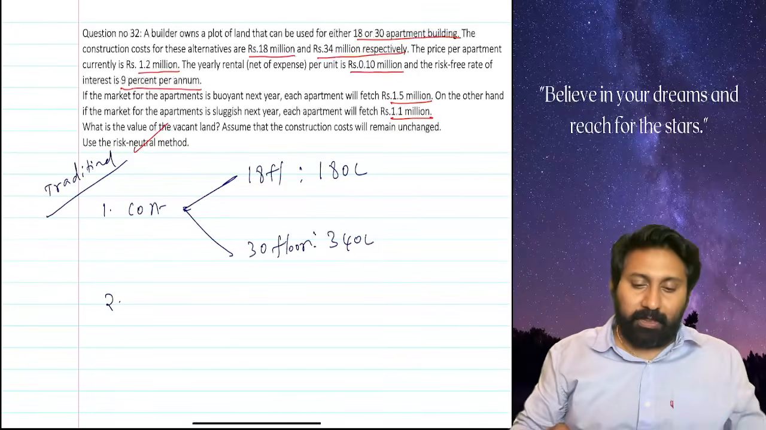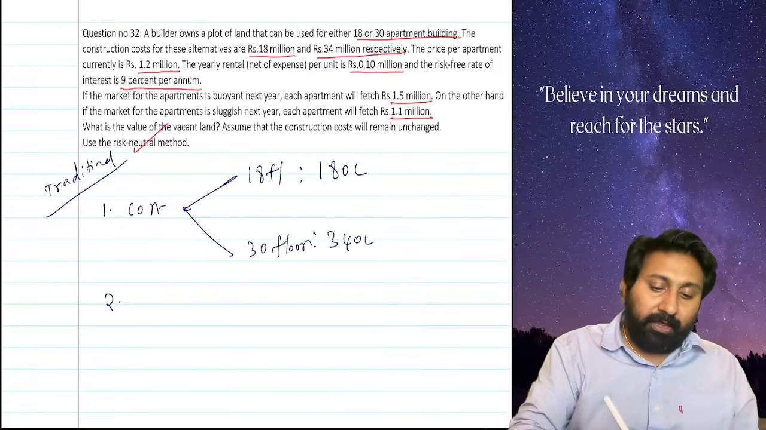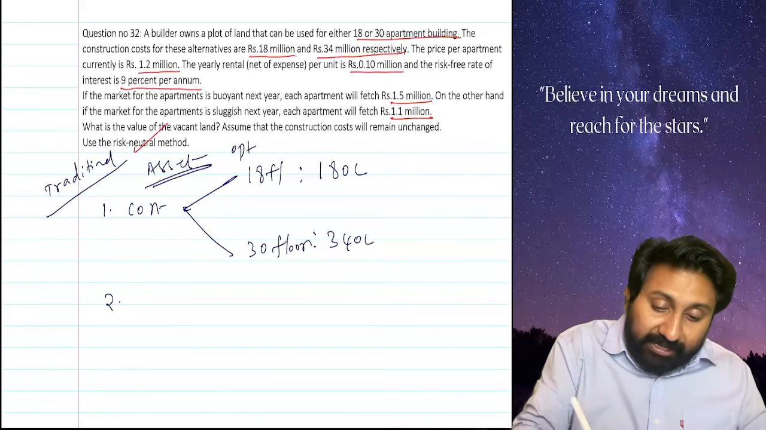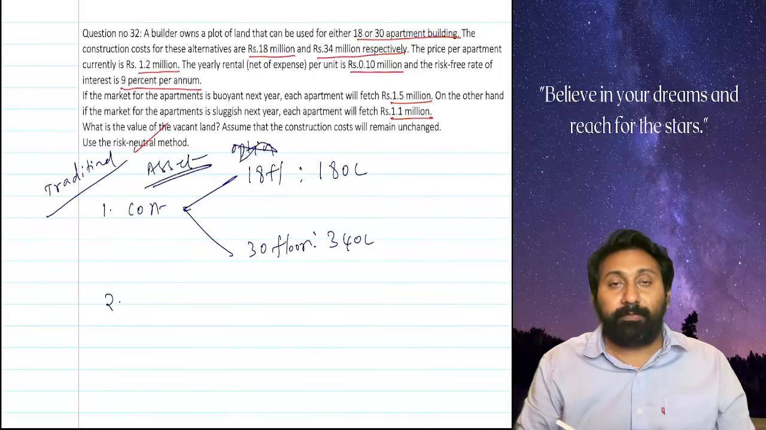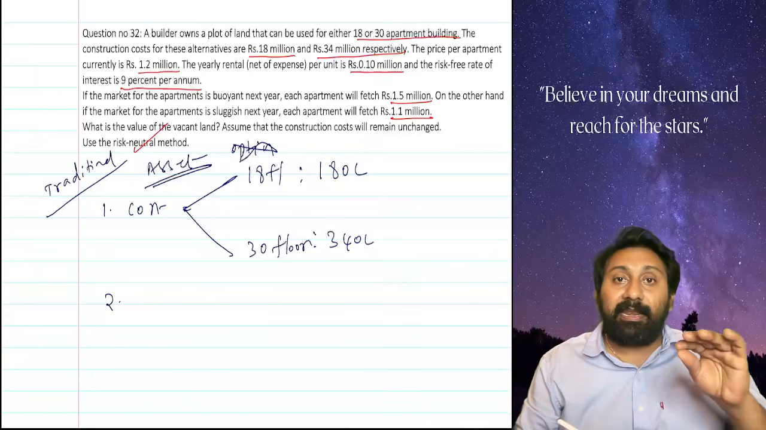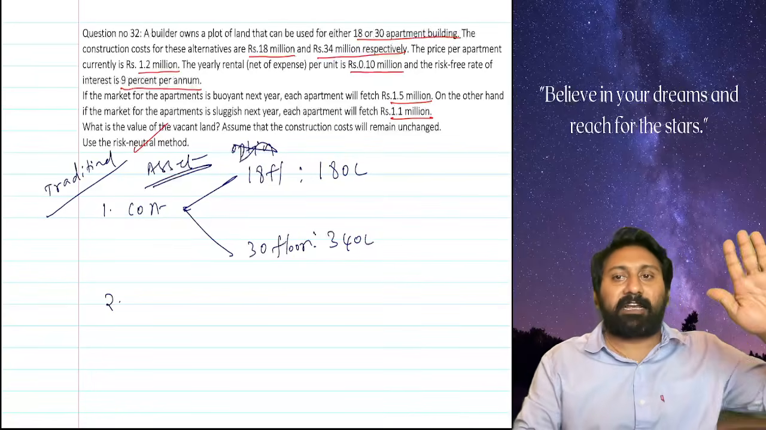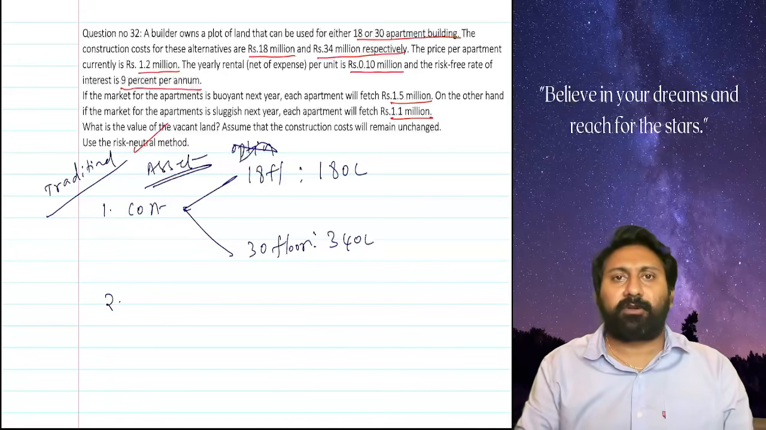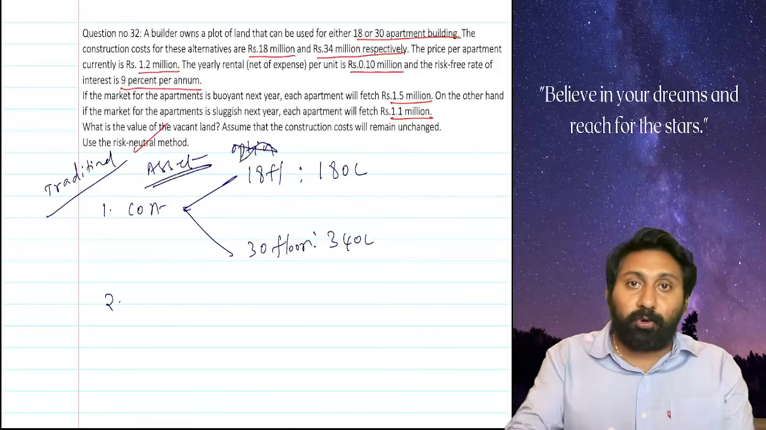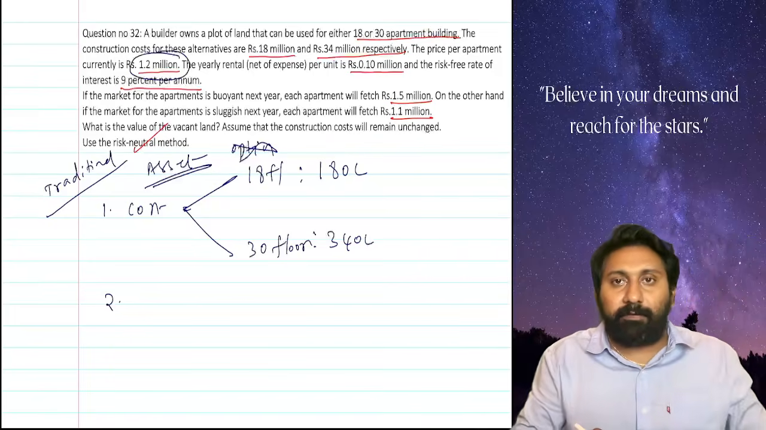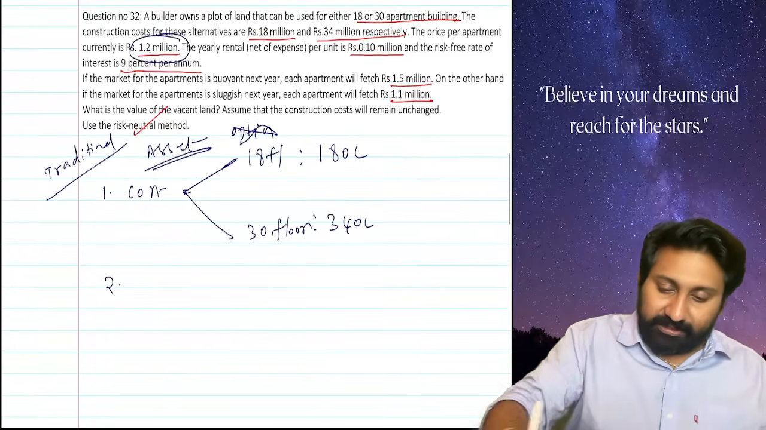Now, if you are valuing it as an asset but not as an option, how do you do it? If you treat the land as an asset, it means you will construct it today itself. If you construct it today, the price of each apartment is 1.2 million. You can sell at that. Okay, see here.